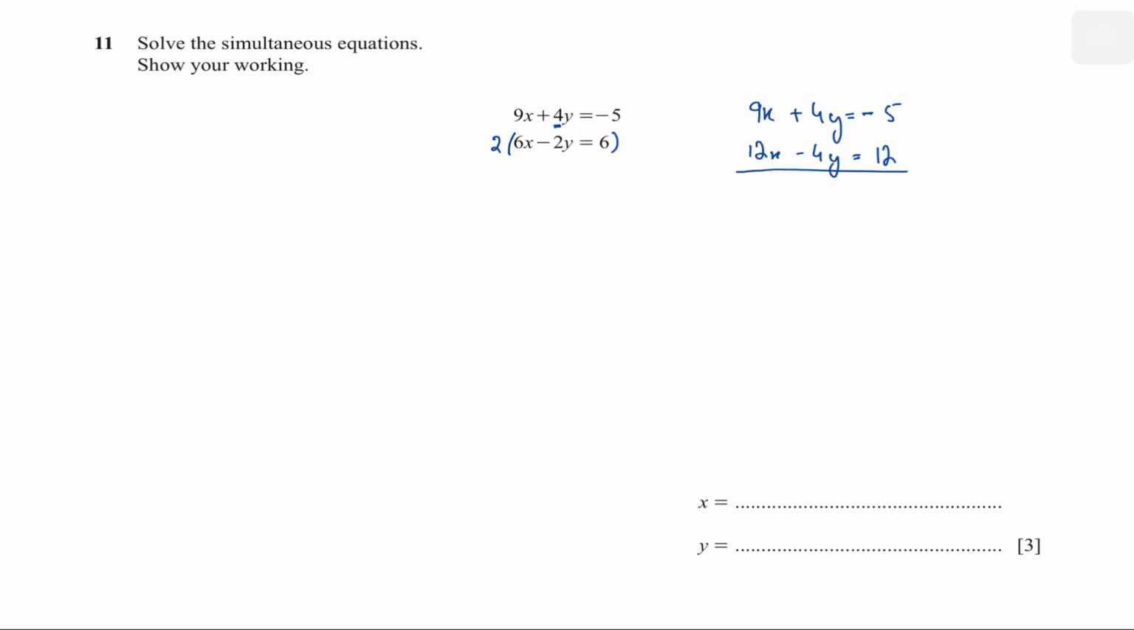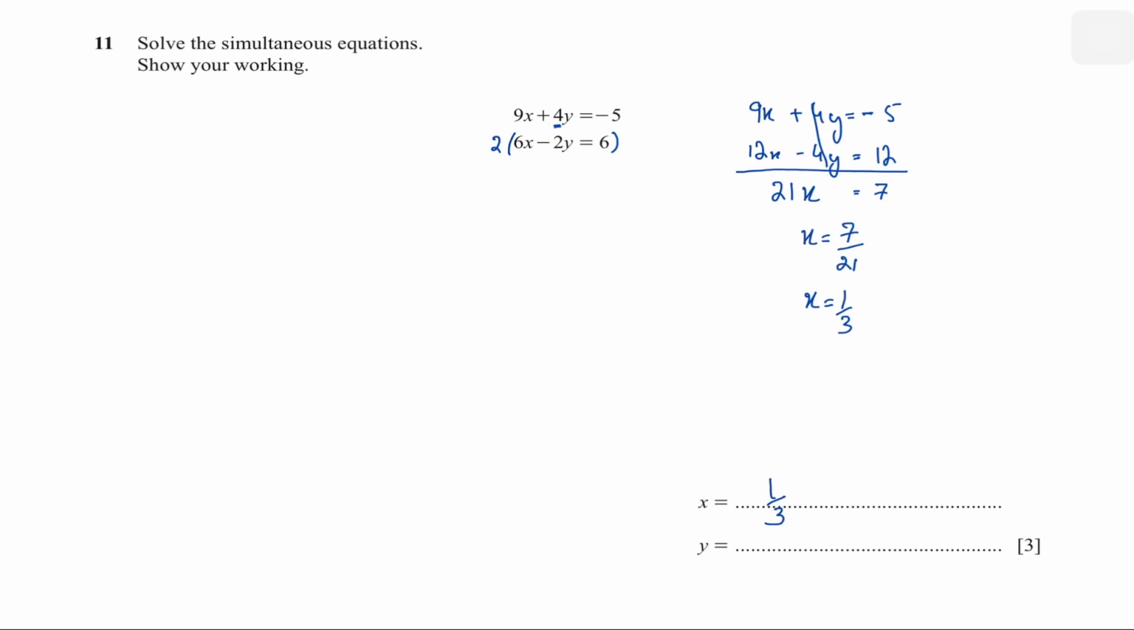Now I'm going to add these two equations so that the y's get cancelled out. Minus 5 plus 12 is going to give me 7. Plus 4y minus 4y is going to get eliminated. 12 plus 9 is going to give me 21x. So 21x equals 7. Let's solve for the value of x, which is going to be 7 upon 21. Simplifying this will give me 1 over 3. So we have the value of x, but remember, this is not the end of the question as yet. We still have to find the value of y.